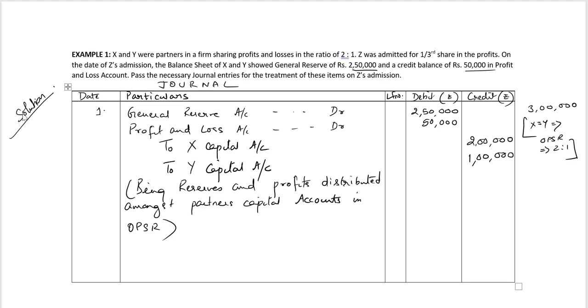So this is the answer to the first example, where we are using method 1 to distribute the general reserve and the accumulated profits among the old partners in their old profit sharing ratio. Let's go to example 2.